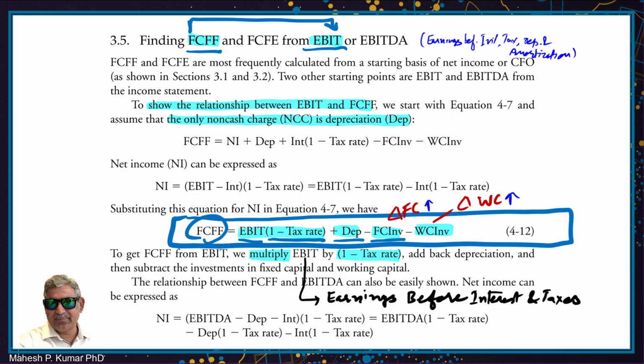If there is any increase in fixed assets or fixed capital, it definitely involves an outflow of cash, and that would be minus here. The same way, working capital investment means maybe this year there is an increase in working capital, and this increase might have involved a cash outflow, and this is deducted here. So this is the formula that we use to calculate free cash flow to the firm from EBIT.